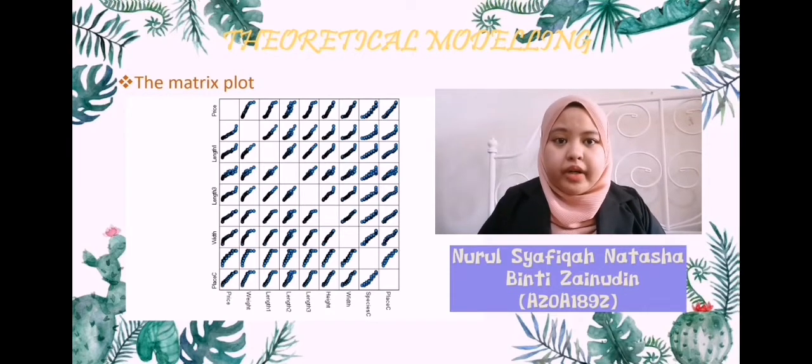So first is the matrix plot. Based on the graph, the matrix plot involves price, weight, length 1, length 2, length 3, height, width, species and place. Among the independent variables, there is a high level of association between species and place.